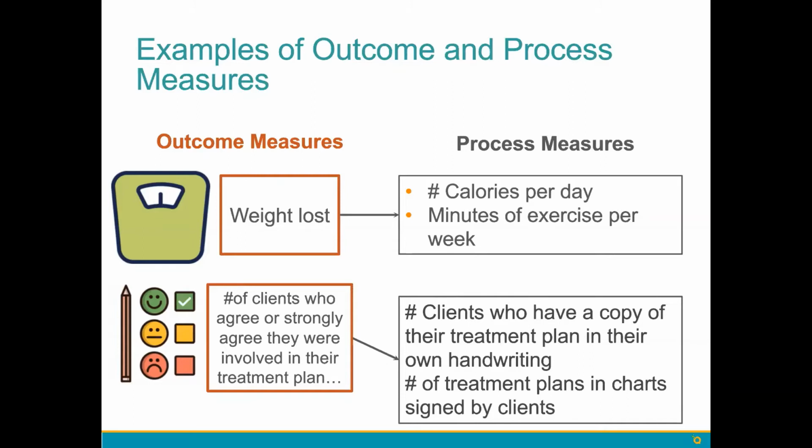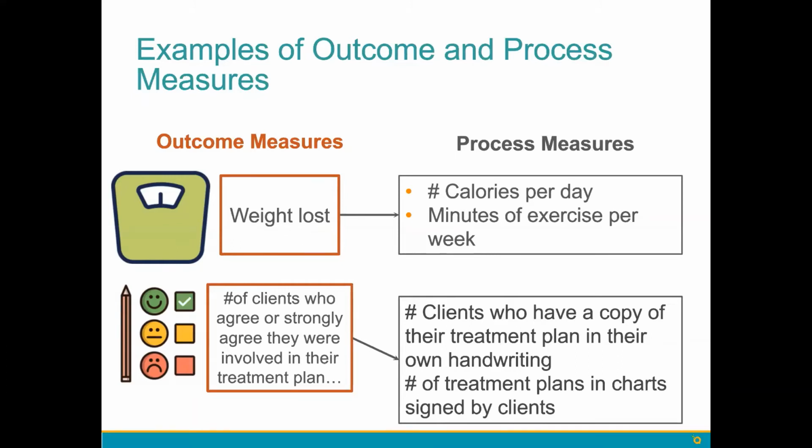Another example that maybe is a little closer to the work that we do: an outcome measure might be the number of clients who agree or strongly agree that they were involved in their treatment plan, something that's important to the people that we work with. Our process measures then become the clients who have a copy of their treatment plan in their own handwriting. Or another example might be the number of treatment plans in a chart that are actually signed by a client. That's how we know that we actually achieved that outcome. Hopefully that's making sense for those faces I can see.